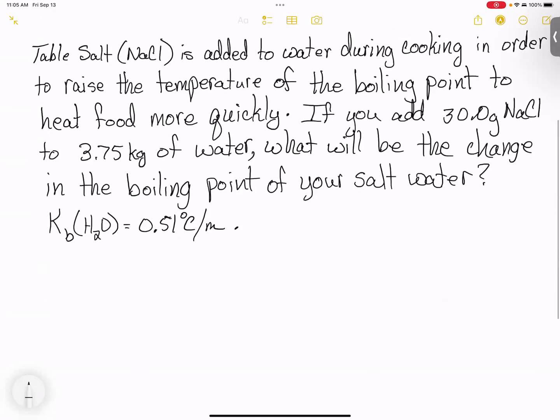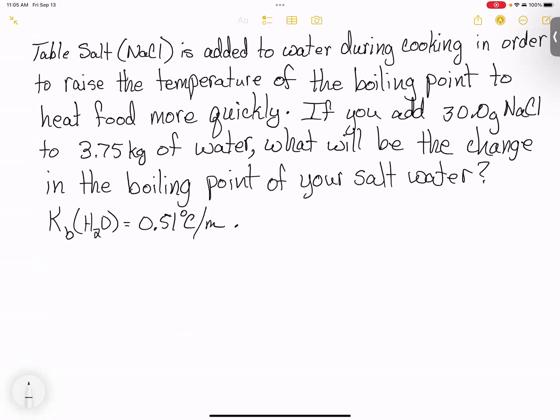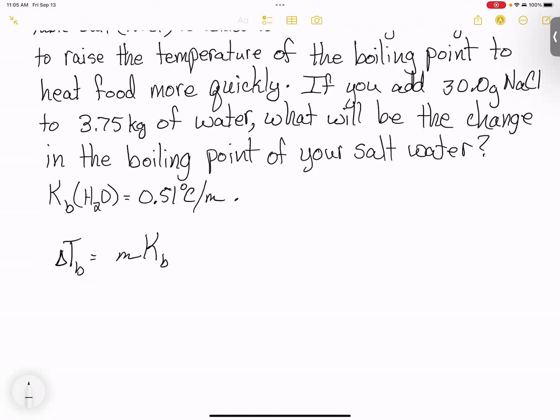Okay, well, the first thing we need to do is get the equation. The change in boiling point is equal to the molality of our material times KB, and technically times i, though we take i into account in a different manner. Molality, by definition, is equal to the moles of our solute, in this case our ions, divided by the kilograms of solvent.